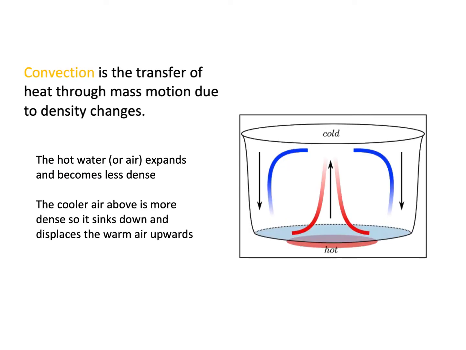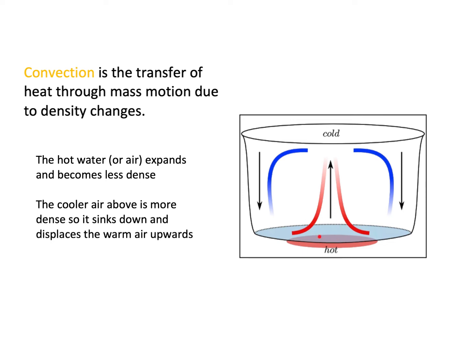Okay, so far we've been looking at conduction as a mechanism of heat transfer. The next thing that we want to talk about is what's called convection. Convection is the transfer of heat through mass motion due to density changes. Imagine you have a pot of water, and all the water is at the same temperature, and you put it on the stove. So you've got heat going into the pot from the bottom.